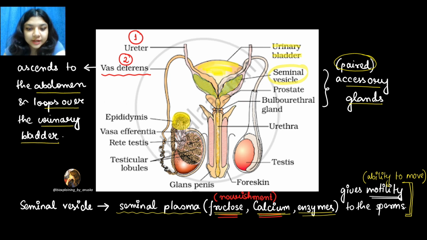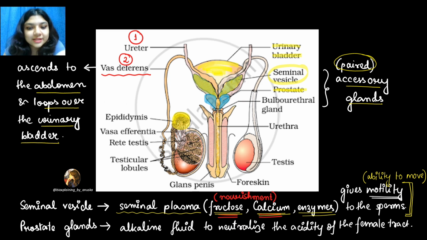Fine. Next क्या है? Next you have the prostate gland. Okay, so what is the prostate gland? Now I'm painting it in blue. So these are the 2 prostate glands that are present. Okay, what is its function? The prostate gland secretes a fluid which is alkaline in nature.